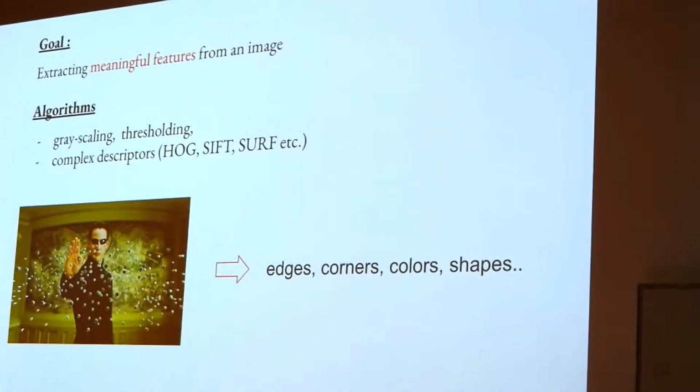So we have algorithms for that. These are classical algorithms like grayscaling, thresholding, or complex algorithms like HOG, SIFT, SURF. There are hundreds of algorithms, all with hardcore mathematical expressions. So it's really difficult to extract meaningful features from images. So we need to design special algorithms.